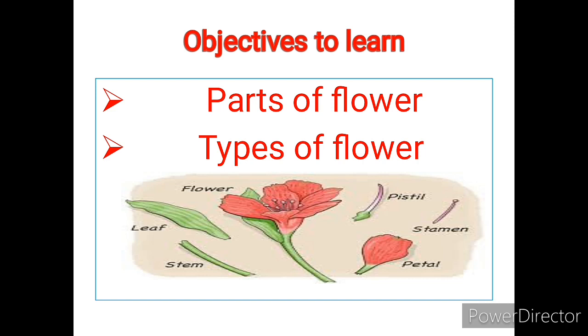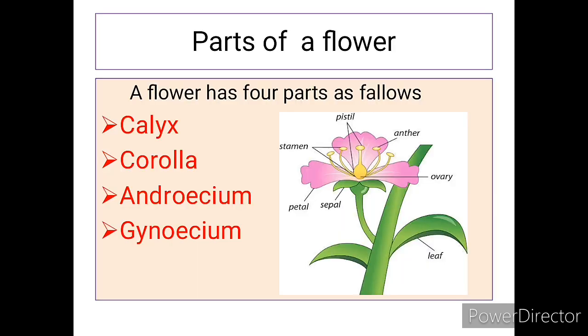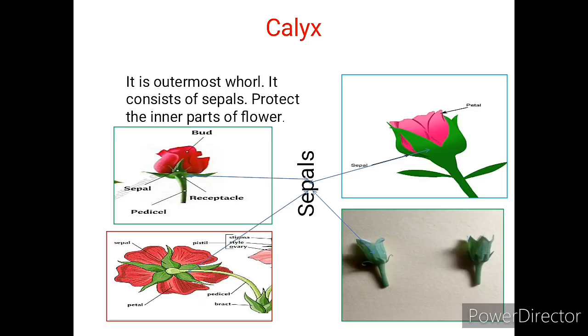So today we will discuss the parts of a flower and the types of flower. First, let's discuss the parts of the flower. A flower has four parts: calyx, corolla, androecium and gynoecium. Calyx. It is the outermost whorl.